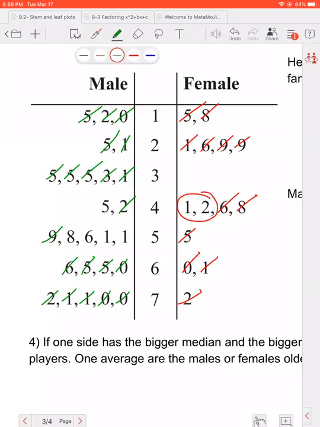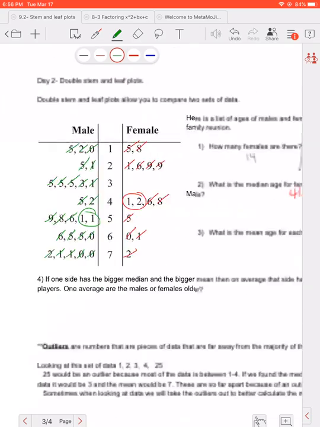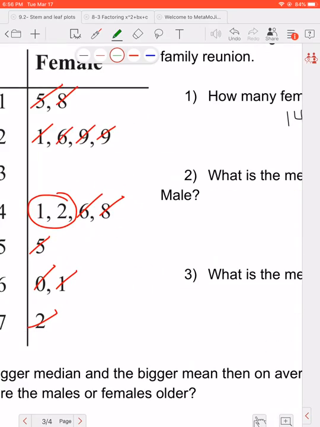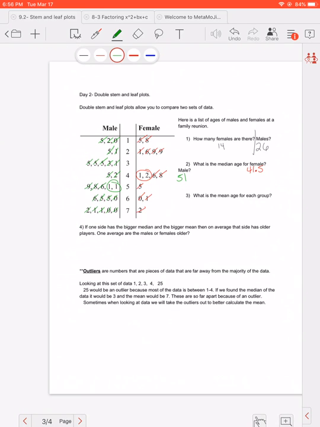Okay, so let me double check here. So I got 3, 4, 5, 6, 7, 8, 9, 10, 11 crossed off. 1, 2, 3, 4, 5, 6, 7, 8, 9, 10. So I need one more crossed off. Just want to make sure I'm keeping the same. Now what's nice here is we end up with 2 51s. So the number in between the 51s would be 51. So the median age for males is 51. I don't know why I keep putting decimal places in the wrong spot. 51 for males, okay?